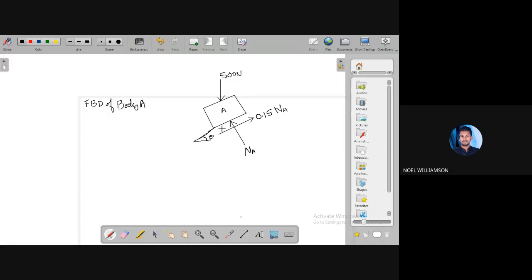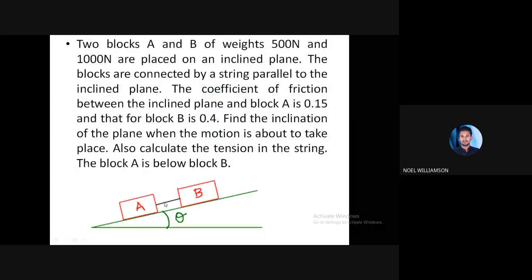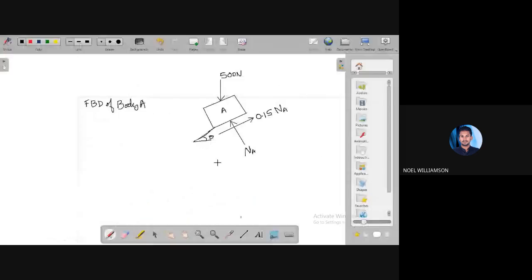Now these are the forces acting. Now there is a string here. So the tension is acting on the string. Tension is always acting away from the body. And the string is parallel to the surface, right? So this will be in this particular direction, that is T. So this is the free body diagram.